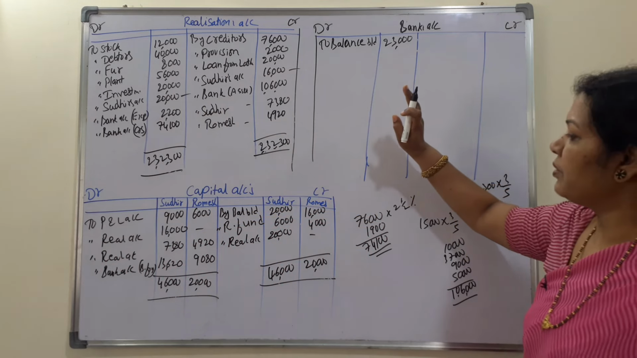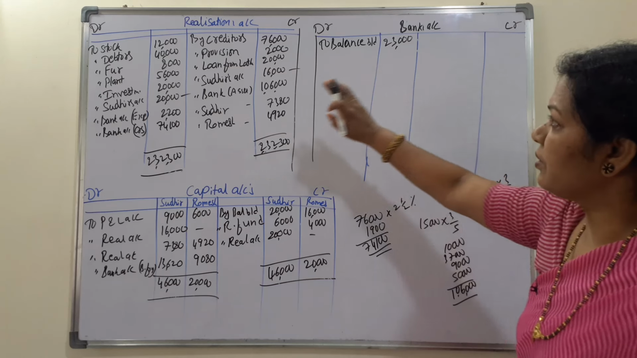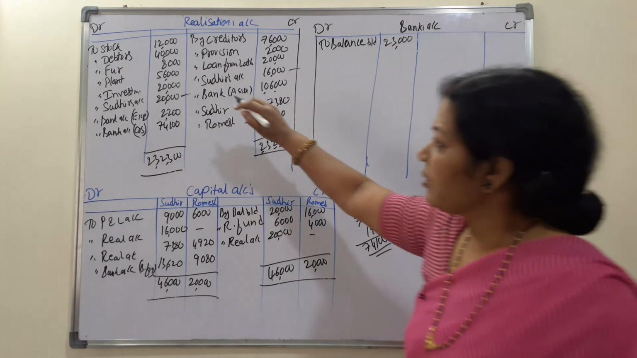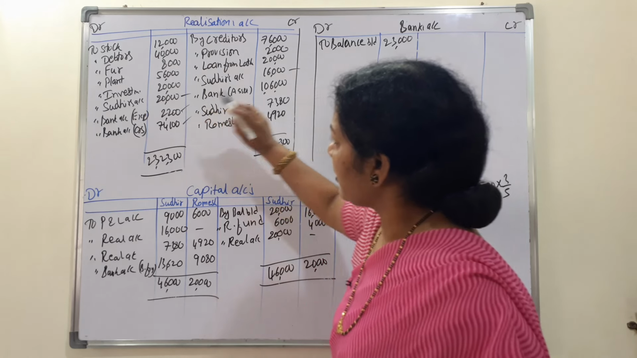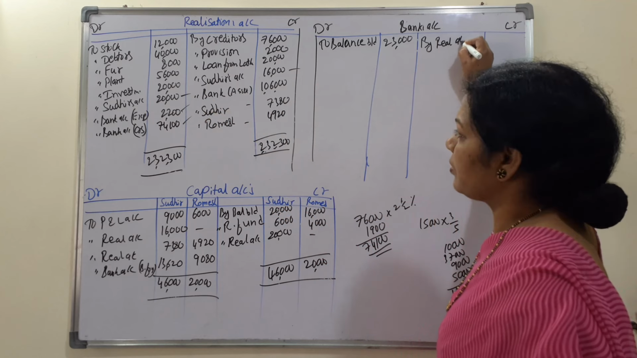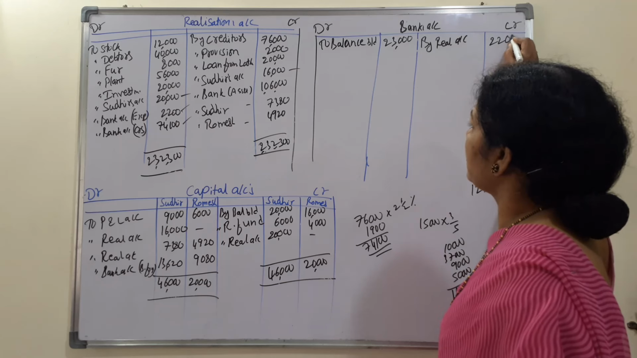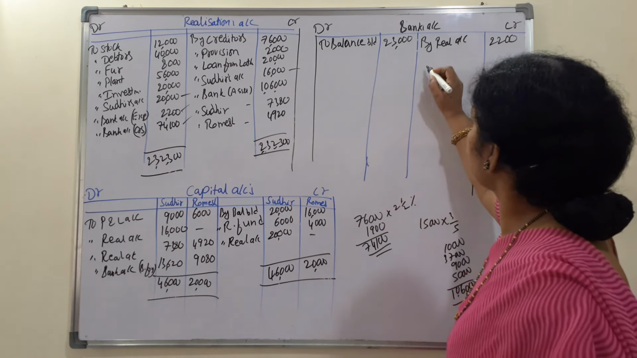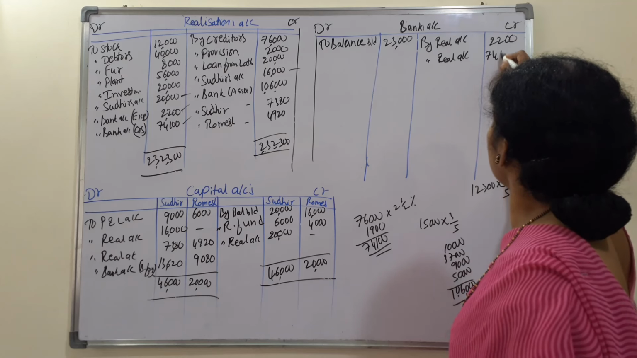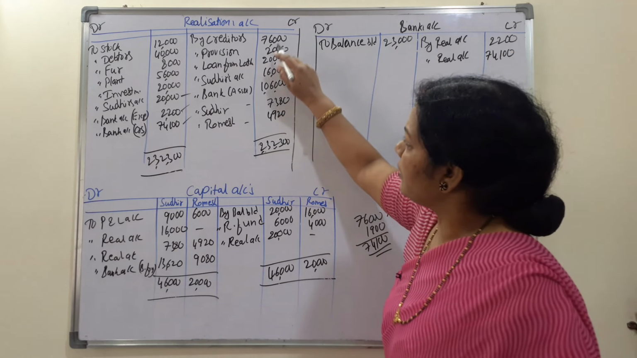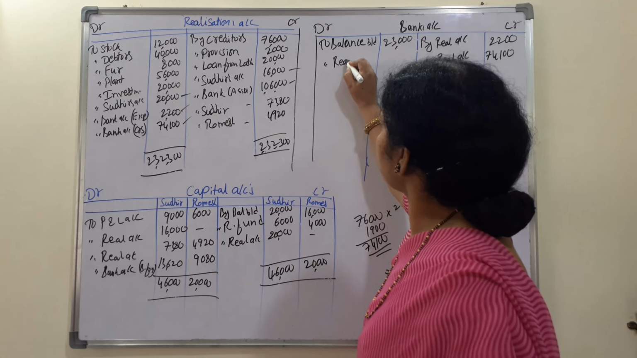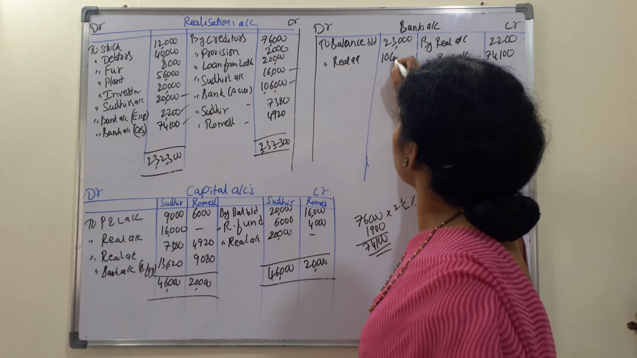For bank account, please be careful that realization account, wherever you find bank, debit to credit, credit to debit, you'll write. Bank is here. There are two transactions. We'll say by realization account 2,200. Second one is creditors amount, by realization account 74,100. And here on the credit side, to realization account 1,06,000.